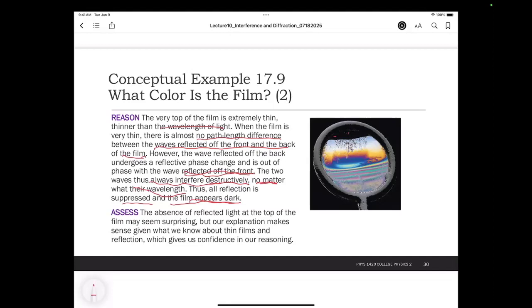It's similar to the earlier questions. Because it's very thin, you just ignore that, and then from the air to the water, and from the water to the other side, you will have destructive interference. The absence of reflected light at the top of the film may seem surprising, but our explanation makes sense given what we know about thin films and reflection. Which gives us confidence in our reasoning.